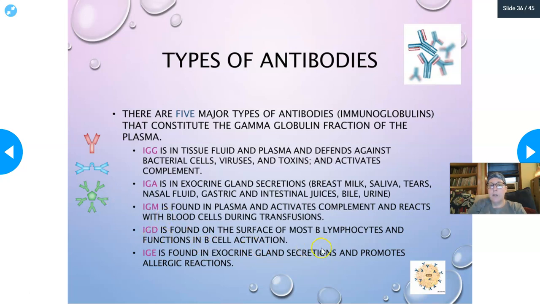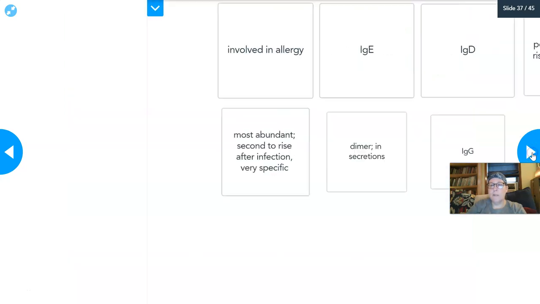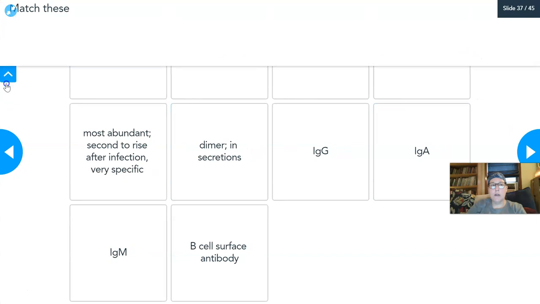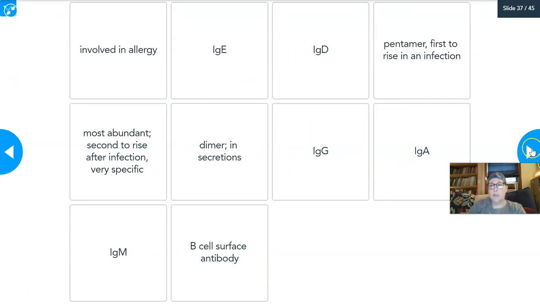IgD is found on the surface of most B lymphocytes, so it looks like the little Y, but the tail is embedded in the surface of the B lymphocyte. It functions in B cell activation. And then IgE is found in exocrine gland secretions also, but it promotes allergic reactions. IgE actually looks like IgG, but its tail end is longer, and it has a different type of effect because it triggers allergic reactions. Okay, so match each of the antibody types to what they do.